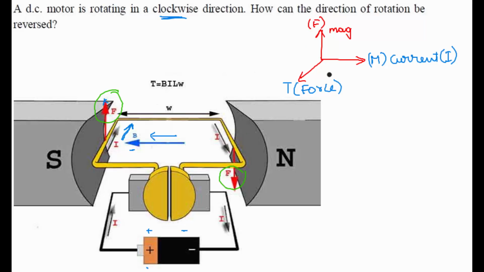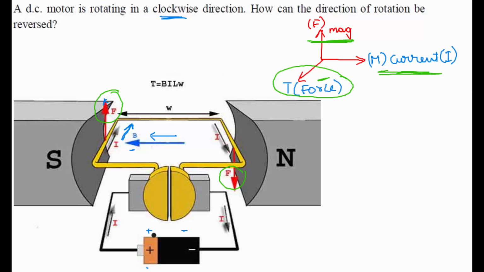How can we change the direction of force? You can clearly see that the direction of force depends upon the direction of magnetic field and the direction of current flowing through the coil. So if we change either one of them, the direction of force will change, which will in turn change the direction of rotation, right? When the force direction changes, the couple direction will change and it will start rotating in the opposite direction.